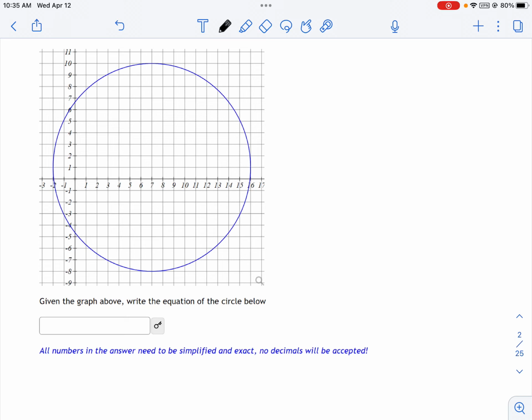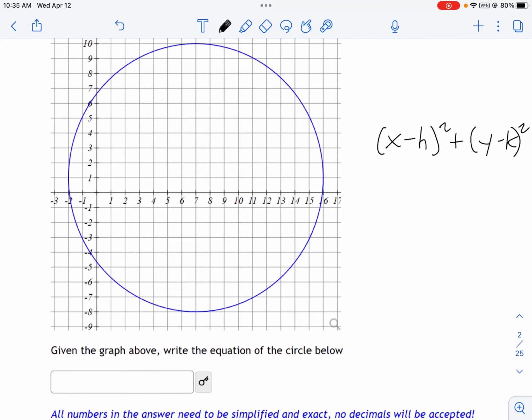We're trying to write its equation. We've got to know the general equation of any circle, which is (x − h)² + (y − k)² = r², where r is your radius. First, we have to figure out where the center of our circle is, because that's going to help us find our h and k values.